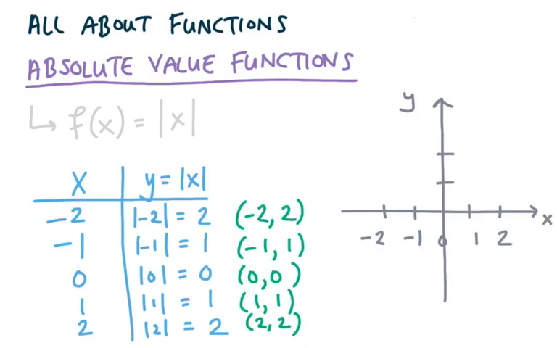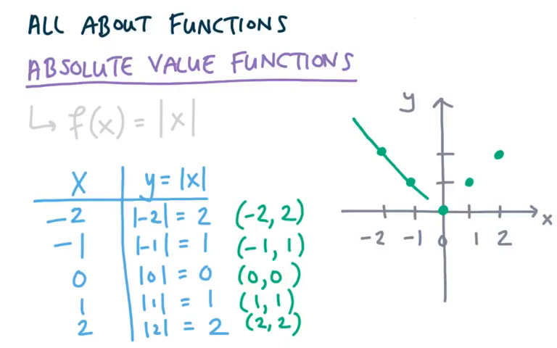When x is negative 2, y is positive 2, so right around there. When x is negative 1, y is positive 1. When x is 0, y is also 0. And then x being 1 corresponds to y being 1. X being 2 corresponds to y being 2. So as I plot those 5 points and we think about connecting them, hopefully it seems pretty intuitive from my sketch here that it looks like the graph is actually just like a V.